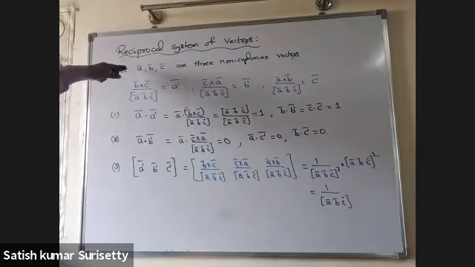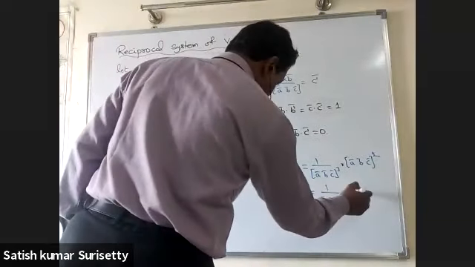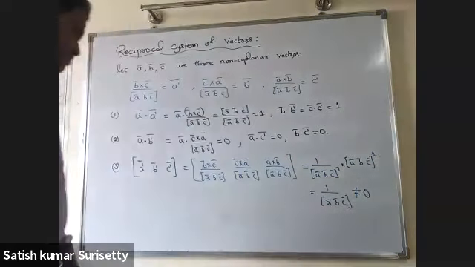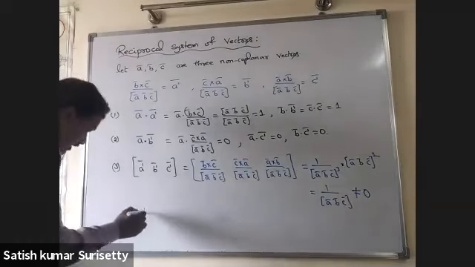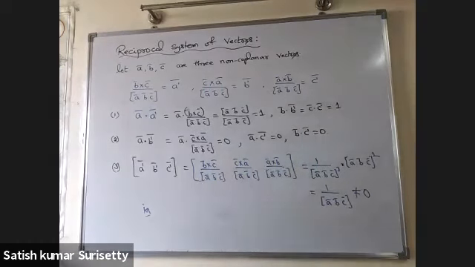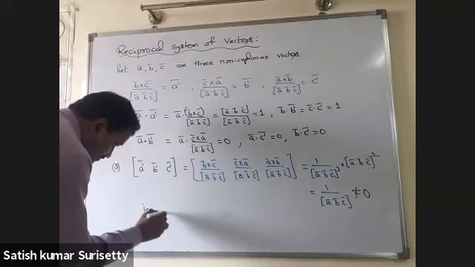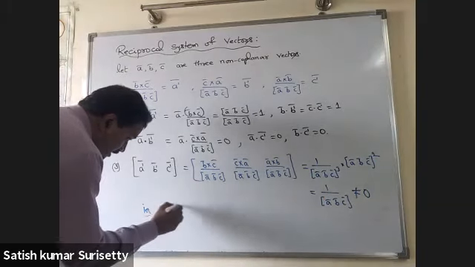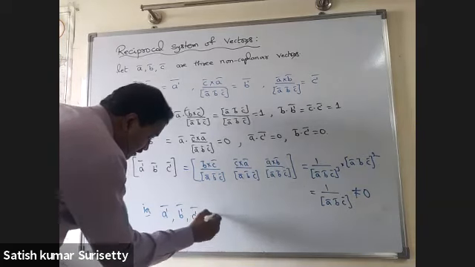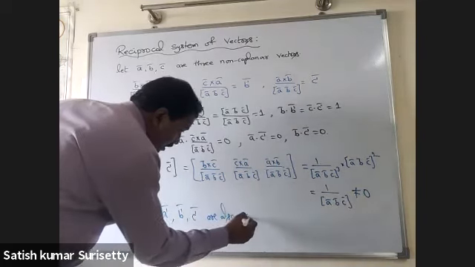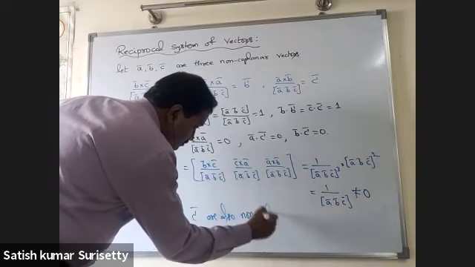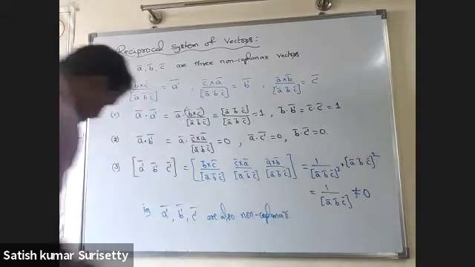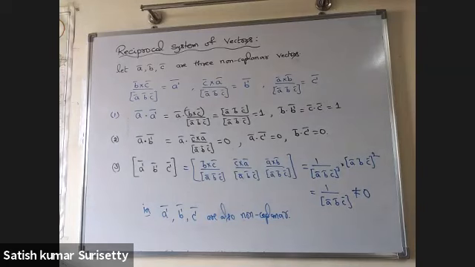But given A bar, B bar, C bar are non-coplanar vectors, so the denominator is not equal to 0. So this also will not be equal to 0. That means from this you can conclude that the reciprocal system of vectors is also non-coplanar. A dash bar, B dash bar, C dash bar are also non-coplanar.